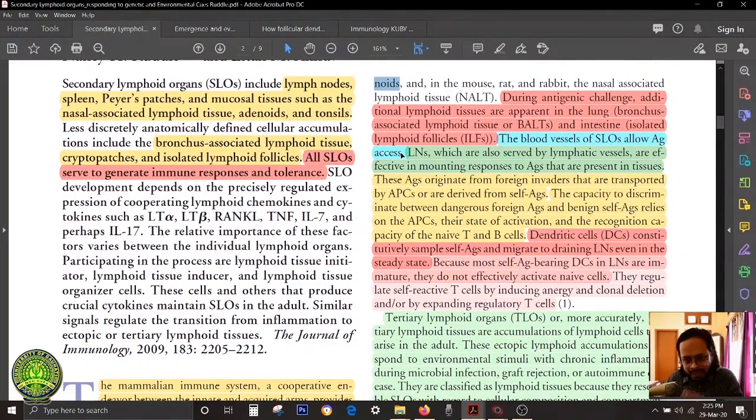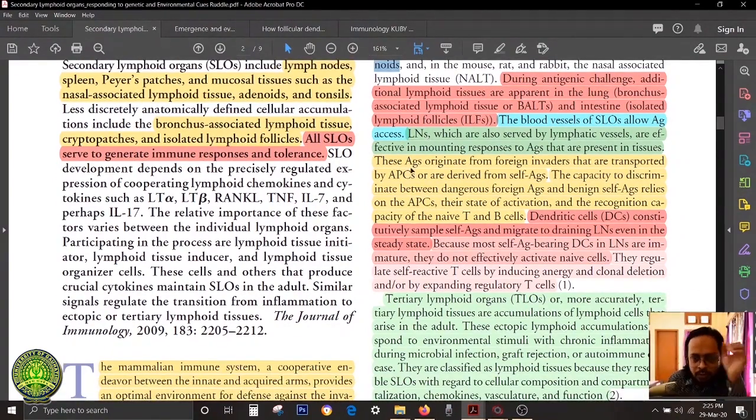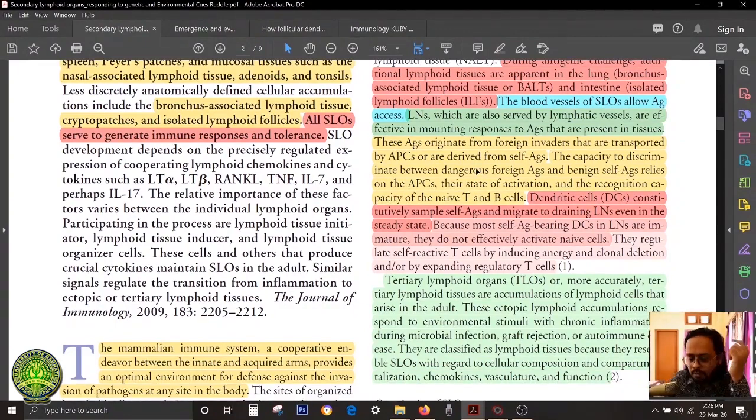So both the blood and the lymph are coming to your secondary lymphoids. All right, fantastic. Lymph nodes. The lymph nodes are a kind of secondary lymphoid, as we all know. Lymph nodes, which are also served by lymphatic vessels, are effective in mounting a response to antigens that are present in the tissue. So a lymph node is a secondary lymphoid organ which is supplied both by blood vessels and by lymphatic vessels. All right. These antigens, please notice, originate from foreign invaders that are transported by APCs or are derived from self-antigens.